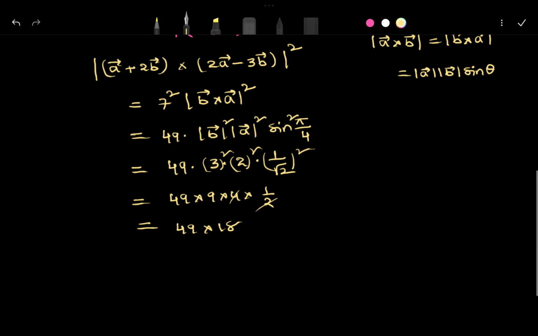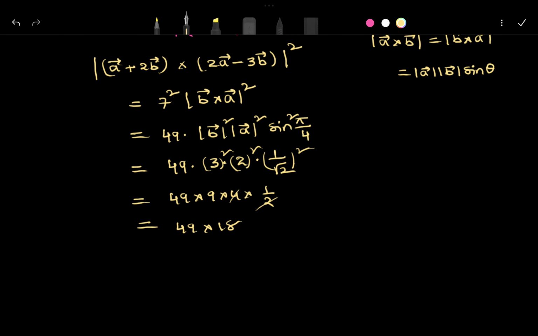So your right answer: you multiply these two, and this will be 49 into 18. Eight sevens are 56, nine eights are 72... so the answer is 882. 882 is the right answer.